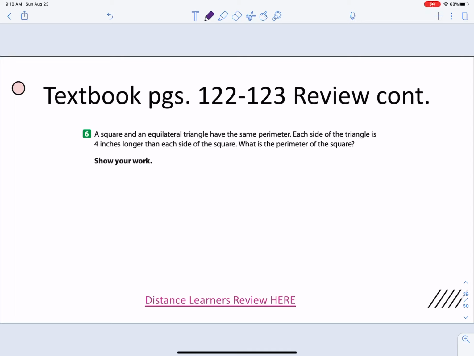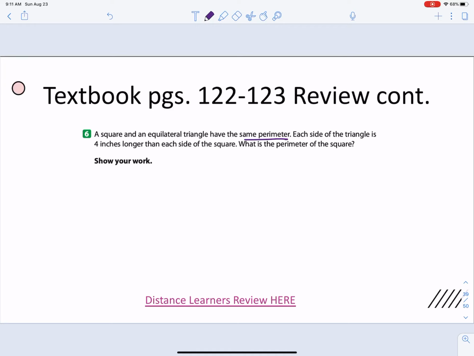All right, and then the final one for textbook page review from pages 122 through 123 is number 6. A square and an equilateral triangle have the same perimeter. That means their perimeters are equivalent. Each side of the triangle is 4 inches longer than each side of the square. What's the perimeter of the square?